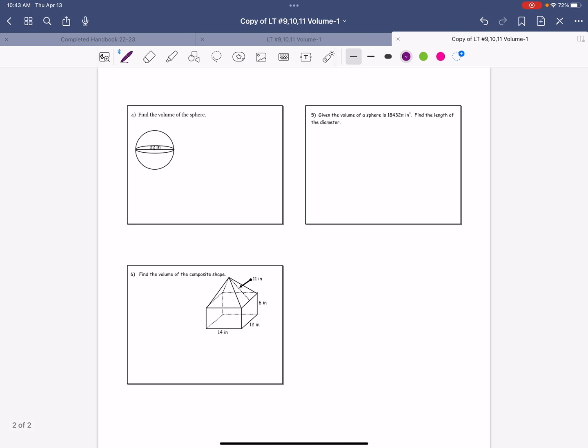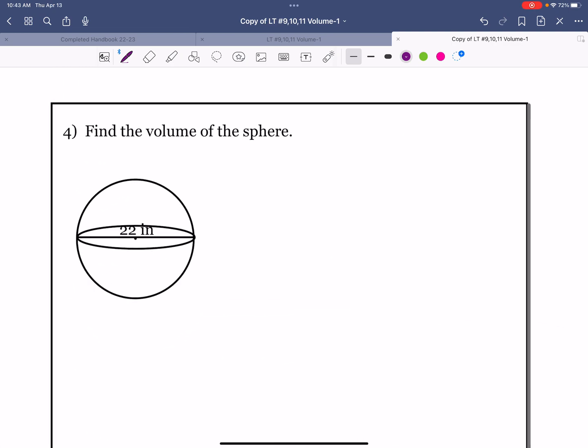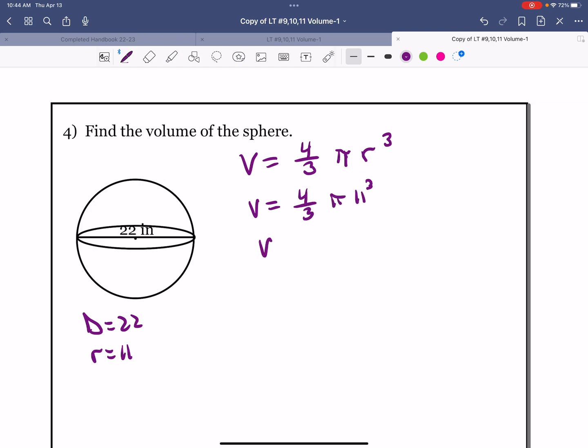Okay, let's go to the next one. We've got a sphere. If you look at your state reference sheet, you'll see that the volume for a sphere is 4/3 pi radius cubed. That's a little different. Here we've got the diameter is 22, so the radius is going to be 11. So the volume is 4/3 pi 11 cubed, which gives you about 5575.3 inches cubed.